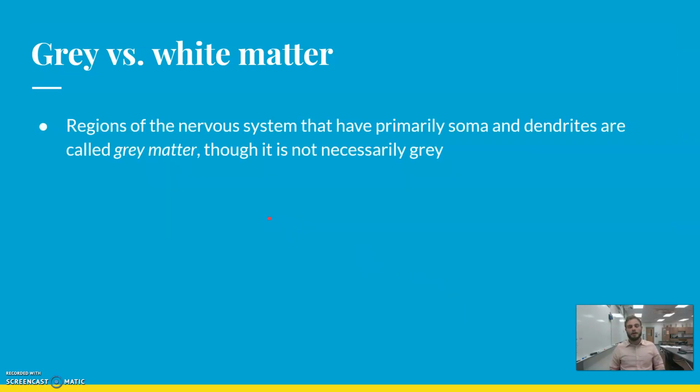And so when we talk about the anatomy of neurons, that also leads us to talking about gray versus white matter. Because certain regions of the nervous system are going to be composed of mostly dendrites and cell bodies. They are what's called gray matter. They aren't necessarily gray, but they are certainly a darker tissue compared to white matter.